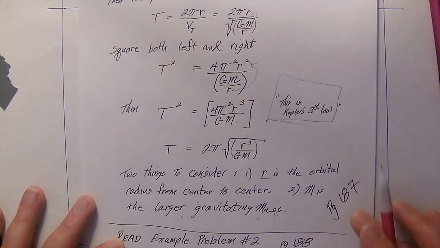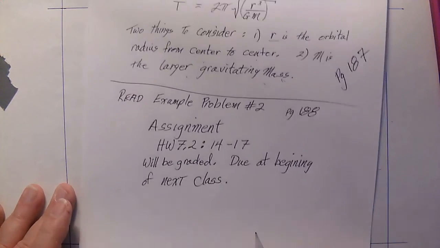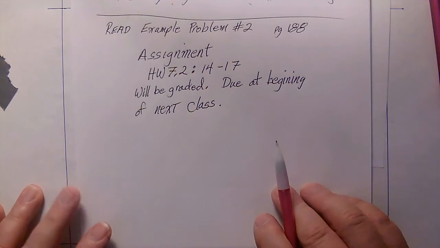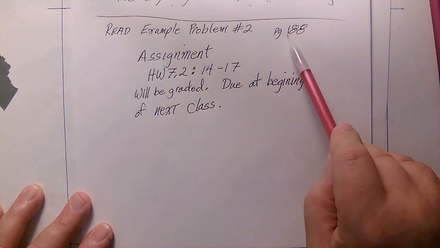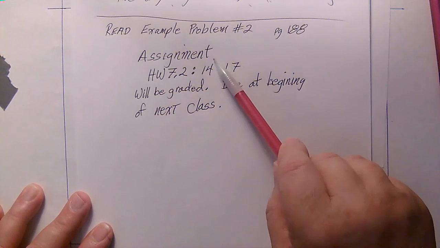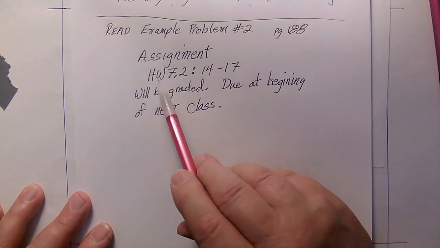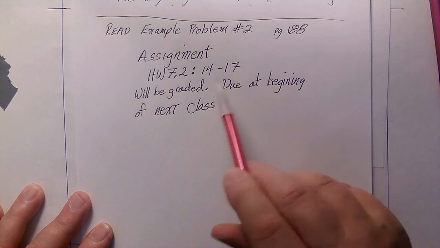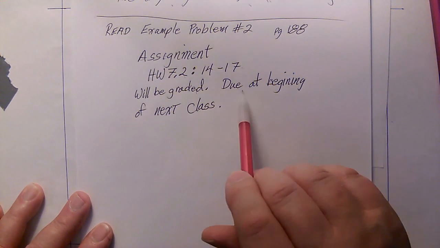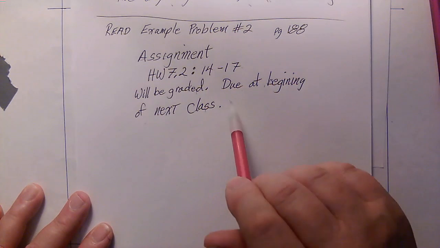This is page 187. And now what I want you to do, be sure you understand and read example problem 2 on page 188. Your assignment, we're going to call it HW 7.2: 14 through 17. It will be graded and is due at the beginning of your next class.